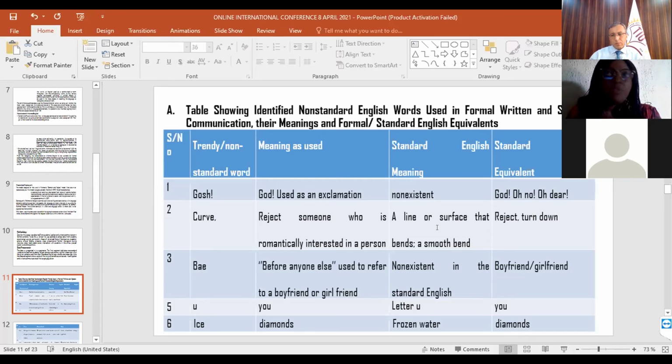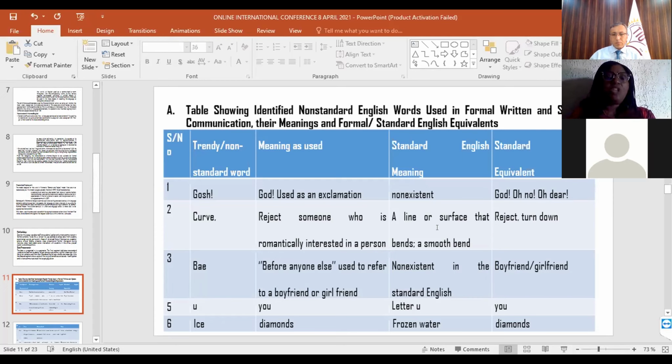Then we have curve. Now, curve, as it was used in the context where it was extracted, was used to mean a situation where one is rejected by someone who has a romantic interest in him or her. But is that the meaning of curve in the standard English language? Of course, the answer is no. Because in standard English, this word is used to mean a line or surface that bends, or a smooth bend. So what then would have been the appropriate word in that context? Maybe reject, or turn down, because you can turn down somebody's proposal instead of using curve.